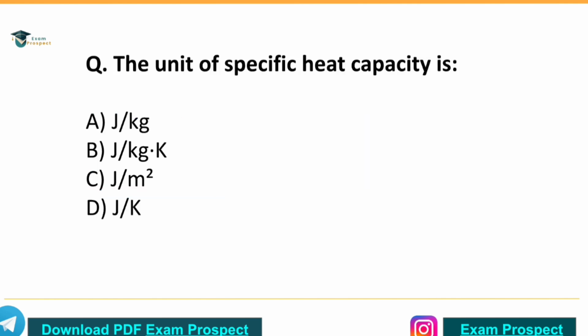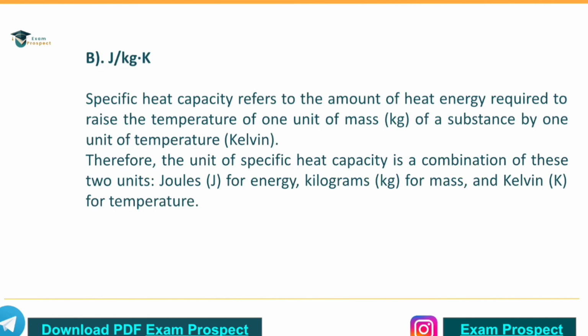Next question. The unit of specific heat capacity is? The correct answer is option B. The specific heat capacity refers to the amount of heat energy required to raise the temperature of 1 unit of mass, kg, of a substance by 1 unit of temperature, Kelvin. Therefore, the unit of specific heat capacity is a combination of these units: joules (J) for energy, kilogram (kg) for mass, and Kelvin (K) for temperature.